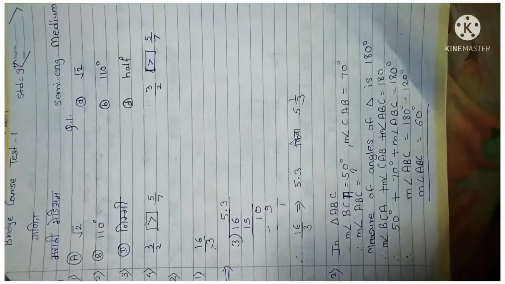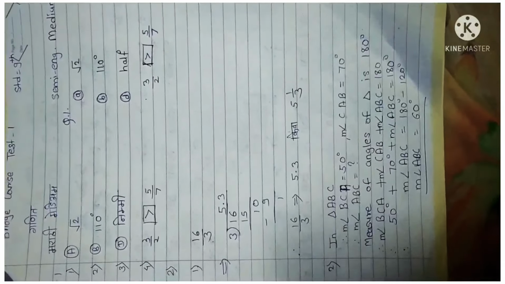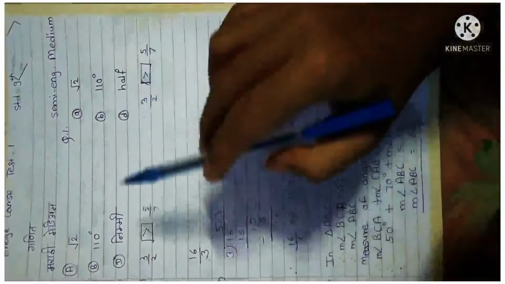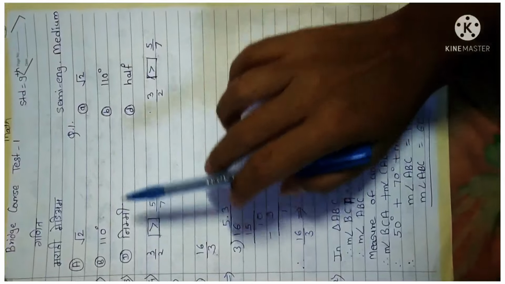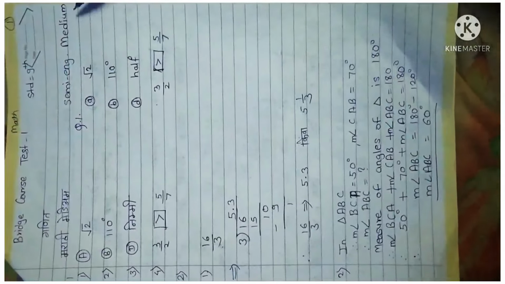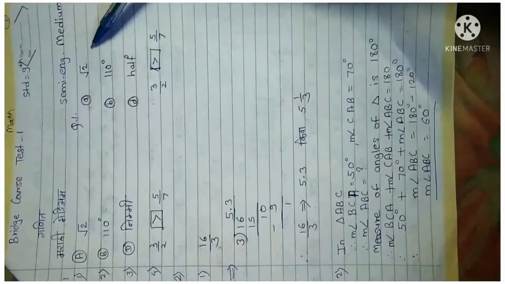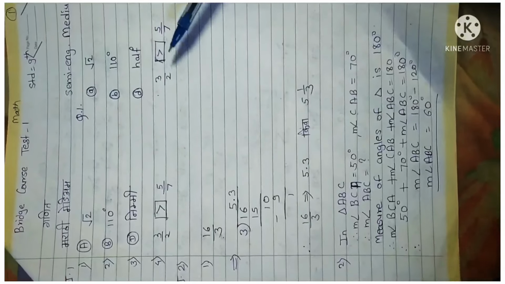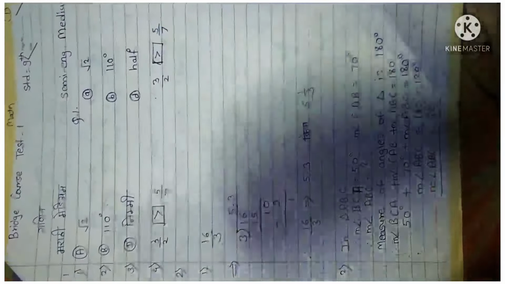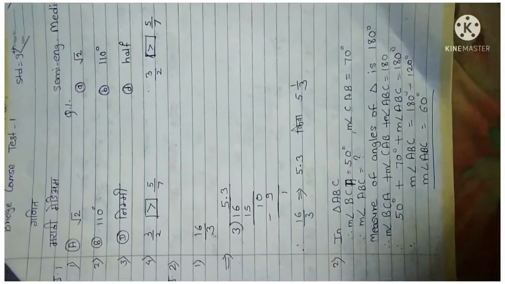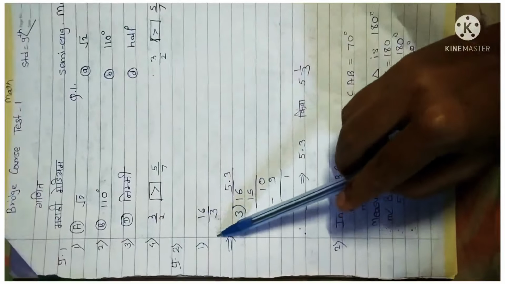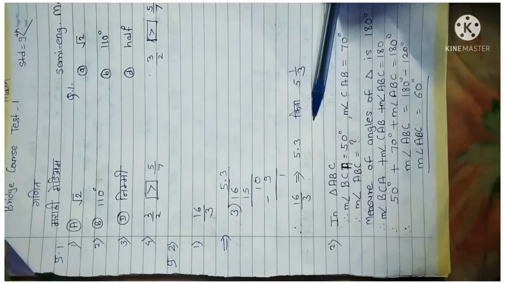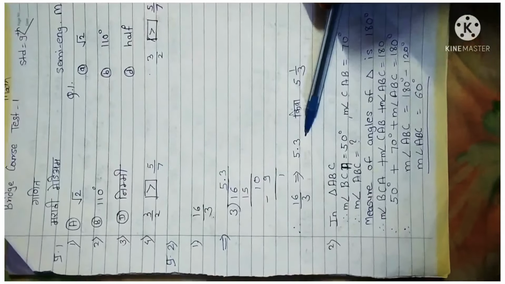मी मराठी मीडियम आणि इंग्लिश मीडियम दोघांची आन्सर पेपर एकच बनवली आहे. तर इकडे आपण मराठी मीडियमचे आन्सर्स लिहिले आणि इकडे सेमी इंग्लिशचे. तर फिल इन द ब्लँक्स तर तुम्हाला समजेल की √2, 110, हाफ अँड 3/2 इज ग्रेटर दॅन 5/7 हे फर्स्ट क्वेश्चनचे आन्सर आहेत. नंतर क्वेश्चन 2 पण सेम आन्सरच येईल, 16/3 दॅट इज 5.3.